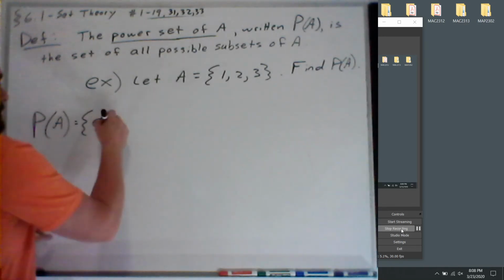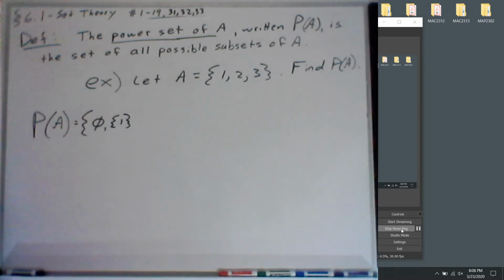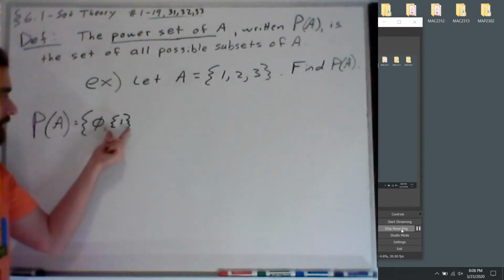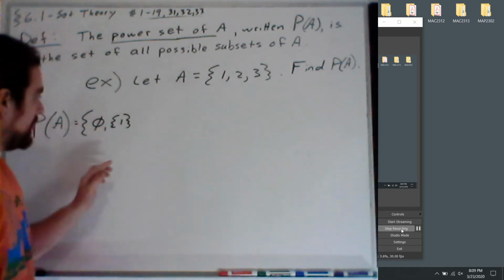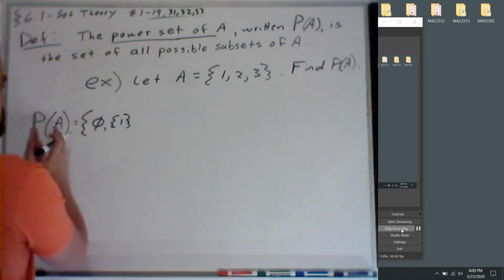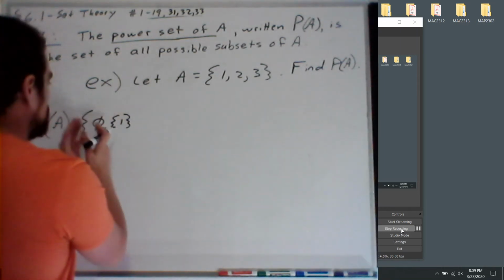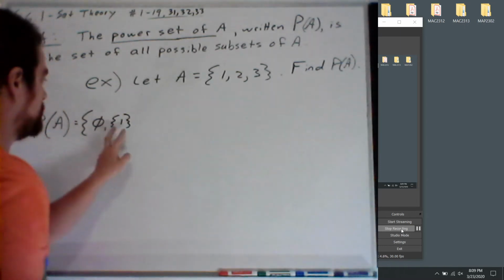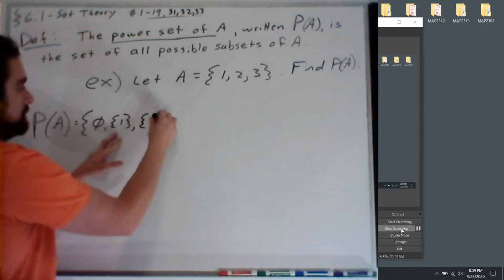Then I can pick, okay, what about the set containing 1? That's a subset. I can use this as a subset. What if I just pick up the element 1? Now, I don't want to write just the number 1, right? I want to find the set that contains all the different possible subsets. So that's why I'm using the curly braces again for the set notation.